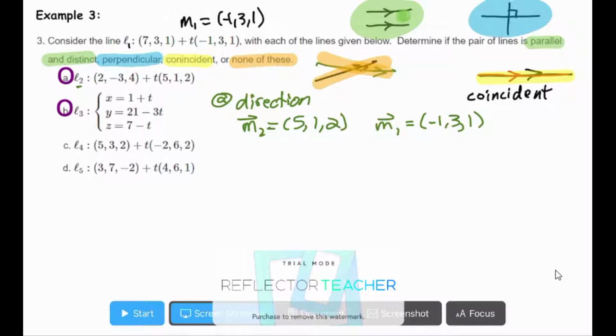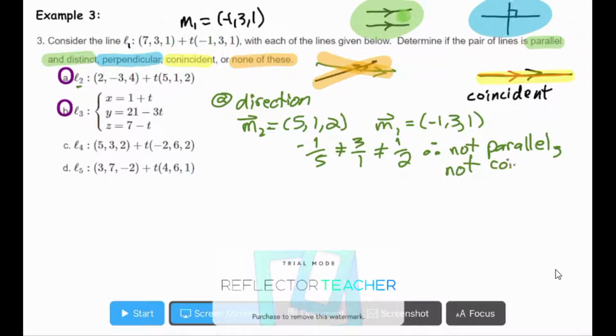If you remember back to grade 10 geometry, when you looked at two triangles and had to determine if they were similar triangles, same idea here. So let's take a look. Let's just compare. Negative 1 over 5, is it equal to 3 over 1? Is it equal to 1 over 2? No, we know right away none of these are equal. So therefore these are not parallel, and they are not collinear or coincident.